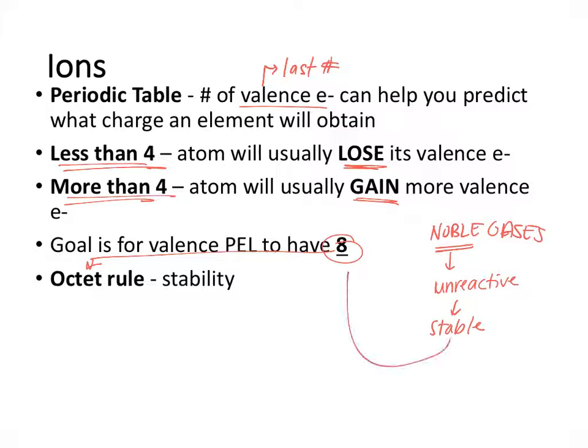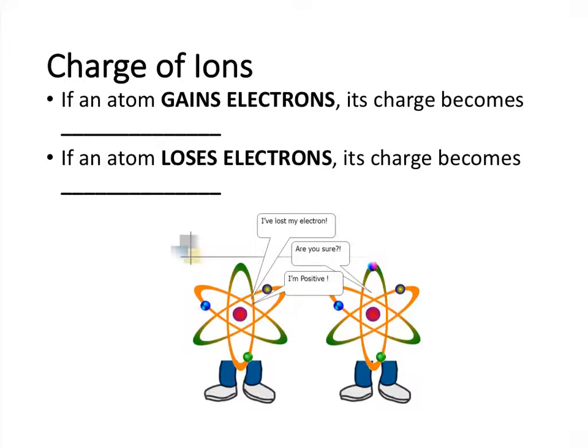The reason that they are stable is because they have a completed set of 8 valence electrons. So looking at this, you can tend to predict if they're going to gain or lose. You need to make sure you understand what happens to the charge of the atom when it becomes a particular ion. So if you have an atom that gains electrons, it's gaining negative charges, its charge becomes negative because it's gaining more negatives. We call that an anion.